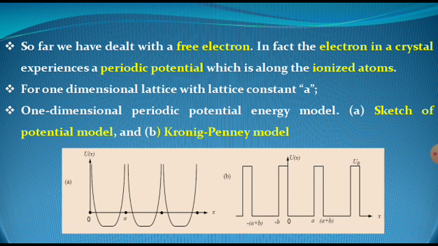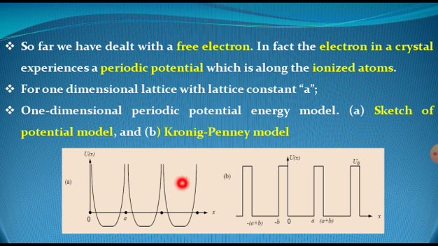So far we have dealt with the free electron, and when I'm talking in terms of free electron, that means it is in the absence of external electric field. In fact, the electron in a crystal experiences a periodic potential. This is most important, which is along the ionized atoms. For a one-dimensional lattice with a lattice constant small a, which you have seen in this figure, here you can identify the lattice constant small a, and the motion of free electrons, or you can say the potential energy.